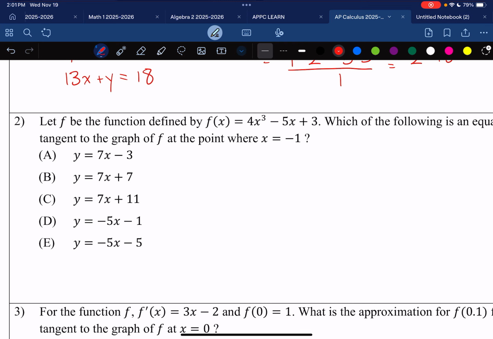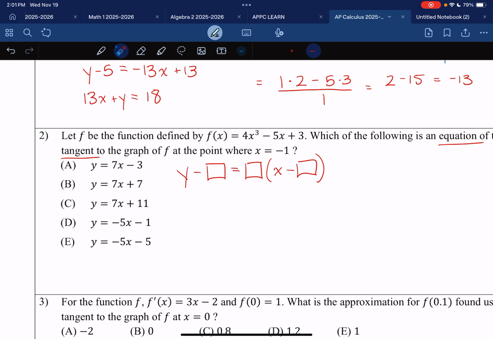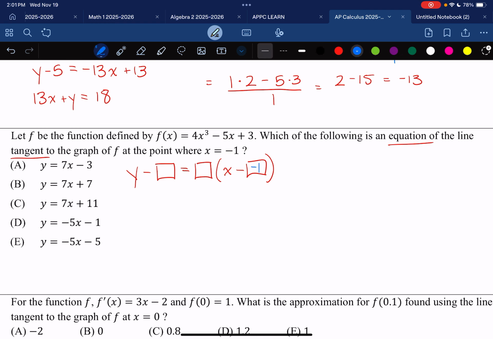Moving on to number 2. In number 2, we are trying to find, again, an equation of a line tangent. That means we're using point slope form yet again. Y minus box is equal to box times x minus box. Fill in the boxes. The x coordinate is negative 1, therefore I fill in negative 1. It unfortunately does not give me the y coordinate, so I need to find it on my own. Let's do some scratch work on the side.